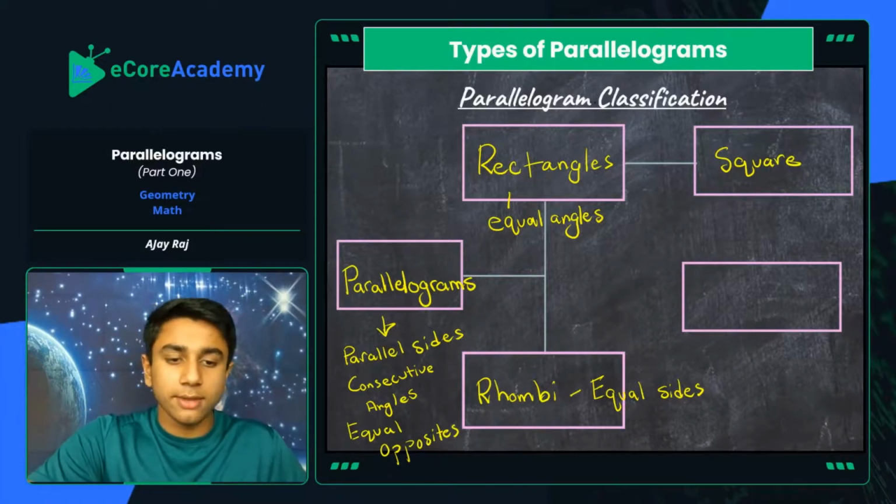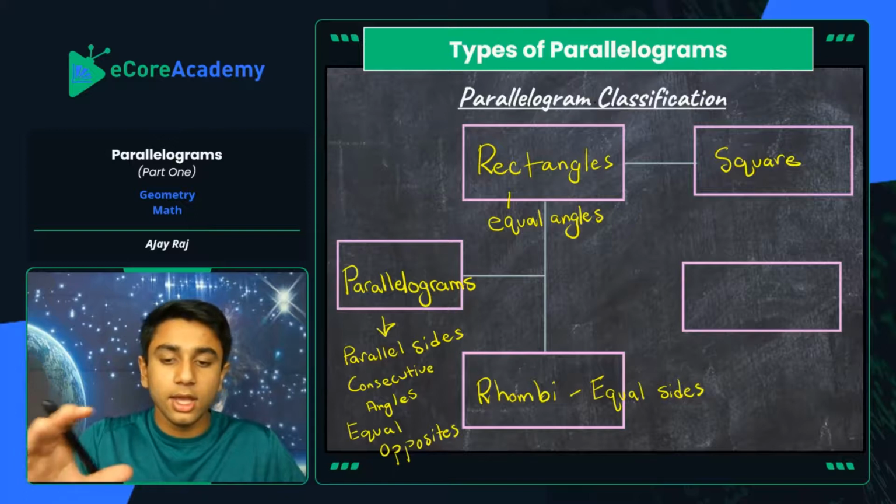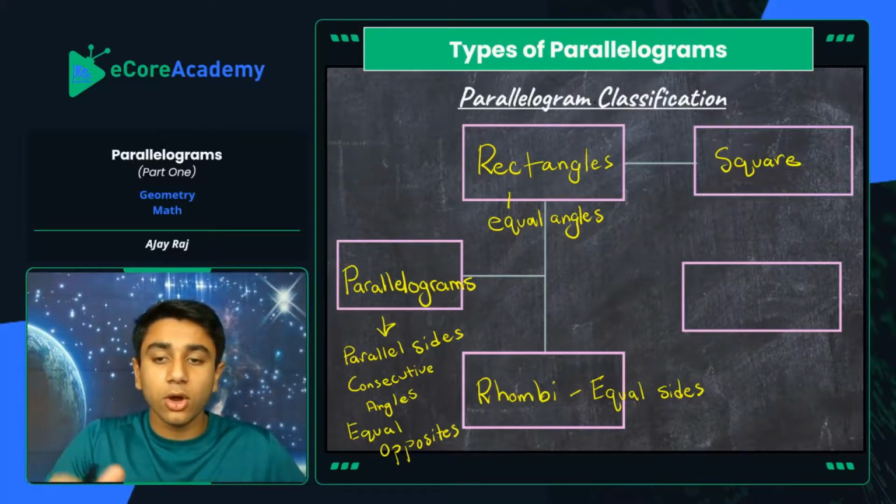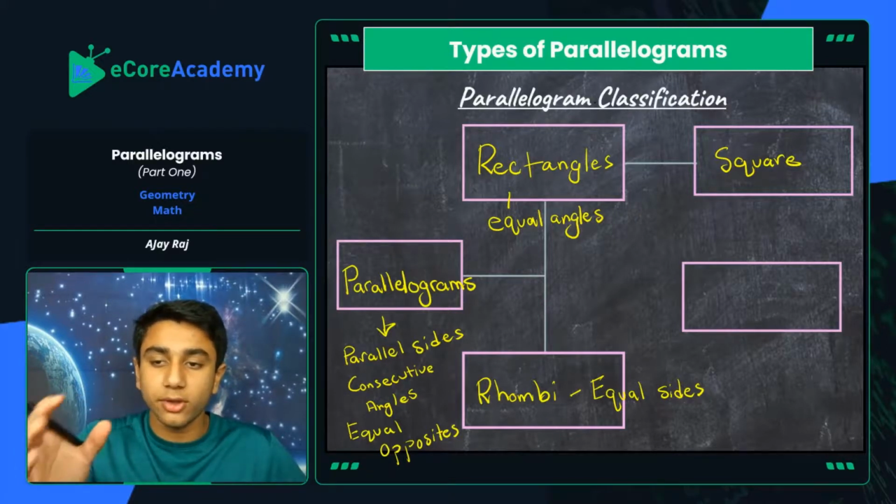Well, let's ignore the empty box that I have there. I'll fill that in last. But most people just stop here saying that, oh, the next type of rectangle is square. That's it. Square is only a type of rectangle in a parallelogram.